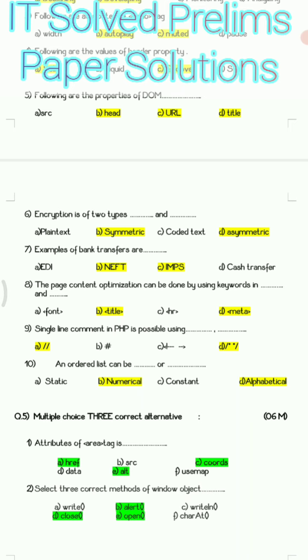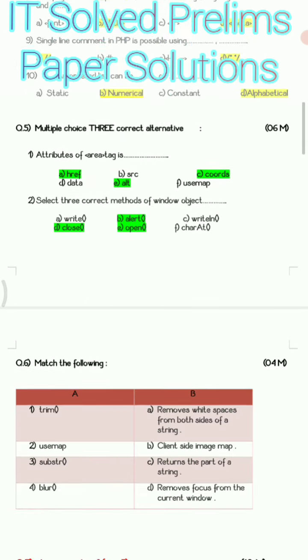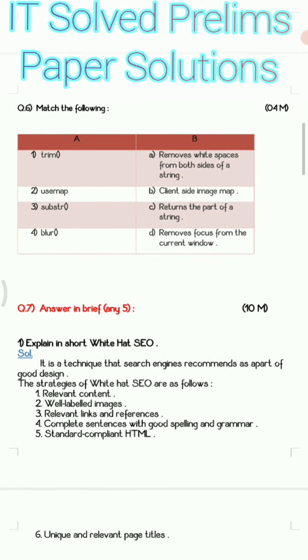Next is question 5, multiple choice with 3 correct options. So attributes of area tag is, so href, alt, coords. Next, select 3 correct methods of window object. So it is alert, open and close. Now we have match the pairs.